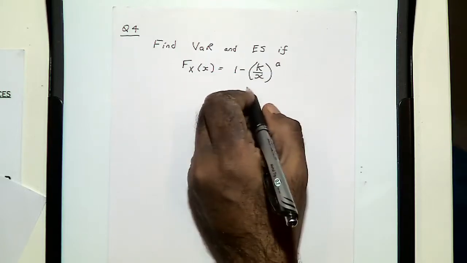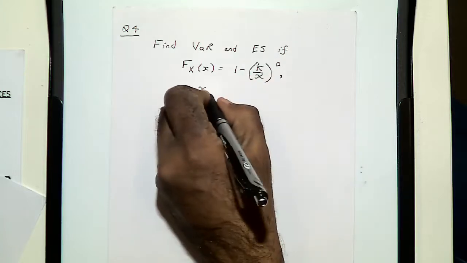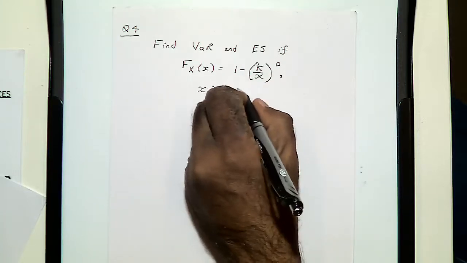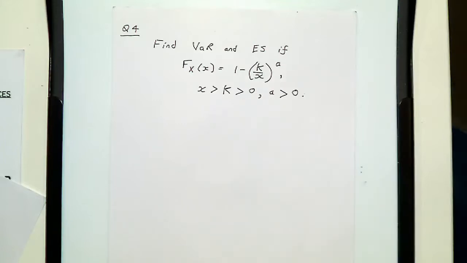This is the Pareto type 1 distribution where x is greater than k, k is positive and a is also positive. All right, I'll give you a few minutes, you can do this. Well, please, also guys in the Zoom, please do this question, guys. If you get stuck, let me know.